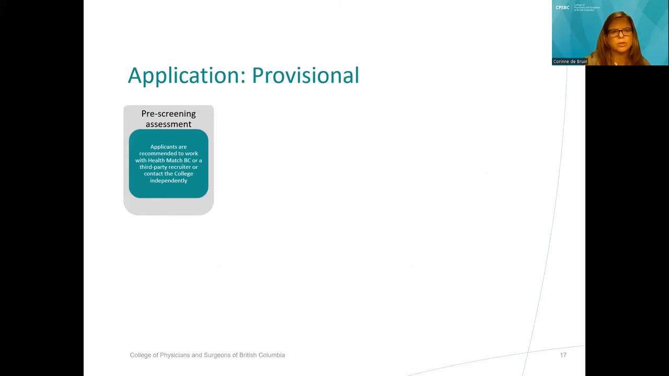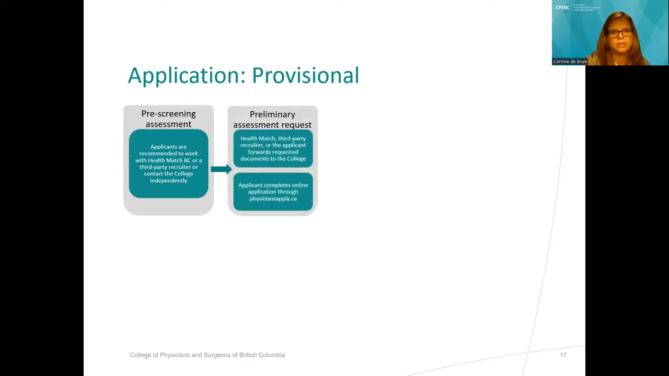So this just shows the pre-screening. That's the pre-screening assessment I spoke to earlier. Next. And then the preliminary assessment request. This is really when we get all the documentation from either Health Match BC, which does a lot of the recruitment, so they often provide packages for candidates. There are third party recruiters, or a physician can just contact the college directly and work with us.